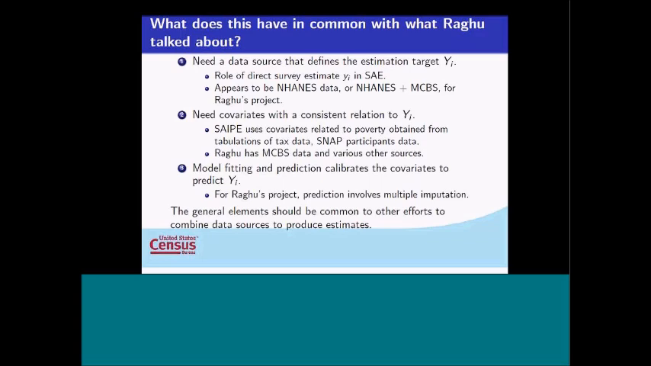And in Raghu's project, the prediction seems to involve this imputation, which is a little different than classic small area estimation. And I think these general elements are the key elements that would come about in any attempt to combine multiple sources of data. And they can show up in somewhat different forms.